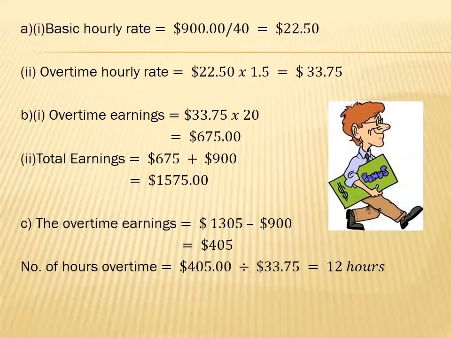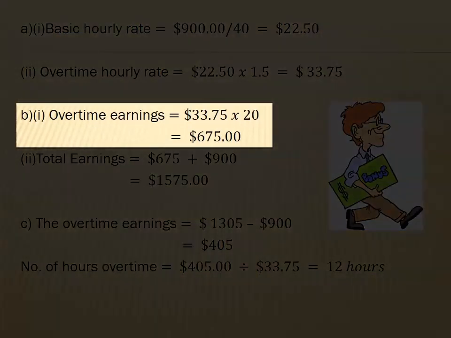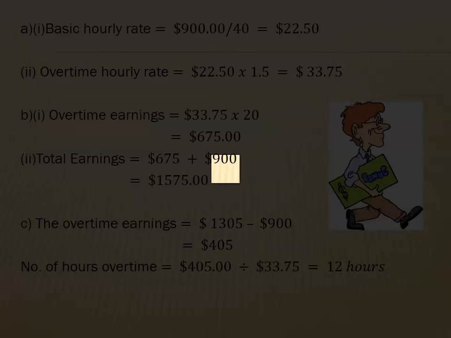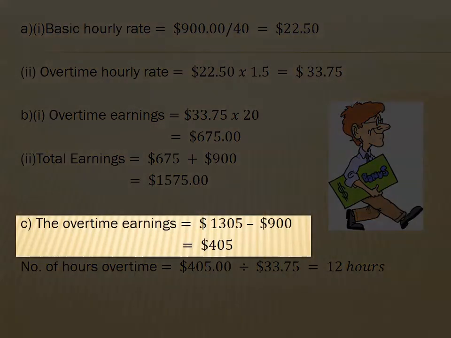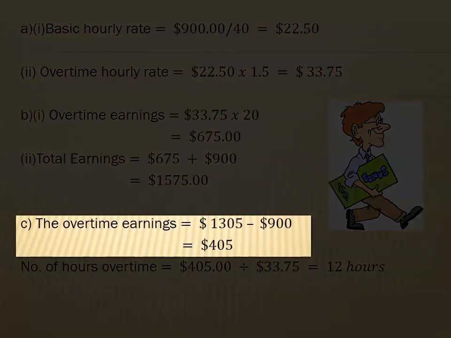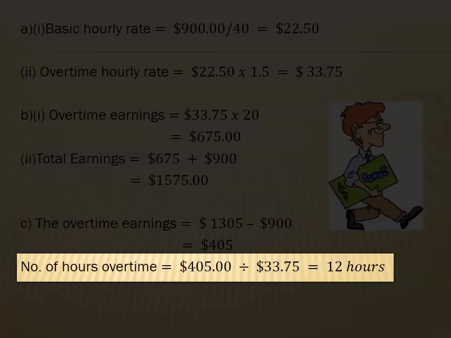$33.75. In Part B, the overtime earnings would be $33.75 times 20, since it's 20 overtime hours, which is equal to $675. Therefore, the total earnings would be the basic wage plus the overtime wage, which is equal to $1,575. In Part C, before we can find the number of overtime hours, we need to find the overtime wage. So 1,305 minus the basic wage of $900 would be $405. So the number of hours overtime would be 405 divided by $33.75, and this would give us 12 hours.